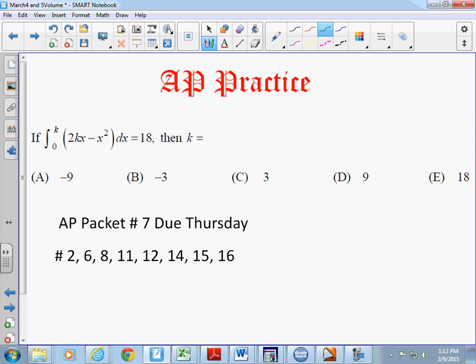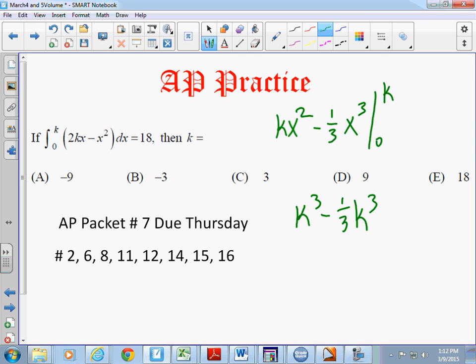The inside, differentiate. Minus 1/3 x cubed from 0 to k. I would plug in k and I would get k minus 1/3 k cubed. I solve that equation. This is 2/3 A equals 18. Multiply by 3 over 2, A is 27.